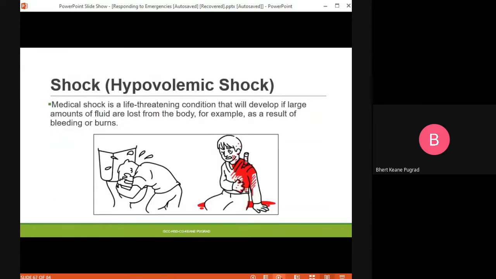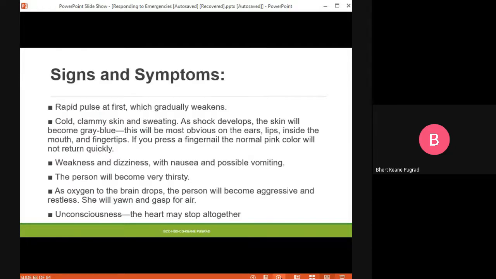So the problem in severe bleeding is your shock or your hypovolemic shock. Okay, so your hypovolemic shock is a medical condition that is life-threatening, no? Kasi large amount of blood supply is lost in the body. Okay, so this may be due to bleeding or may be due to burn. Okay, so what are the signs and symptoms of shock?